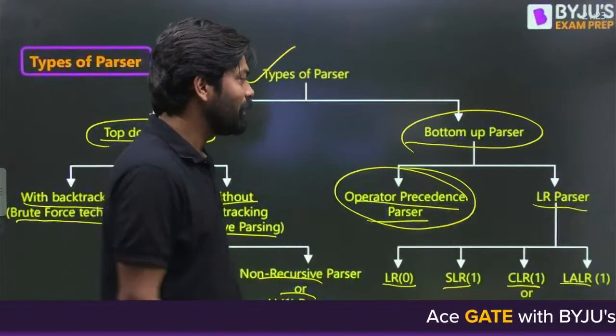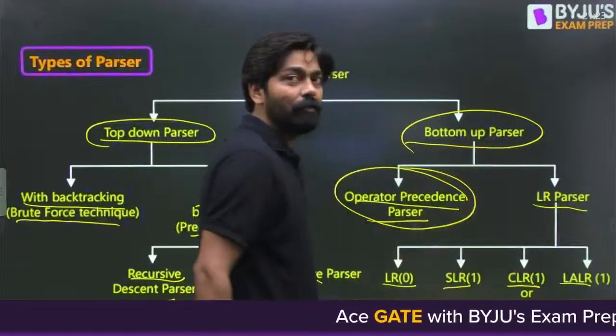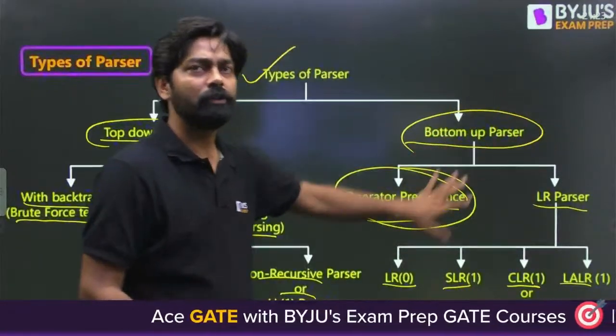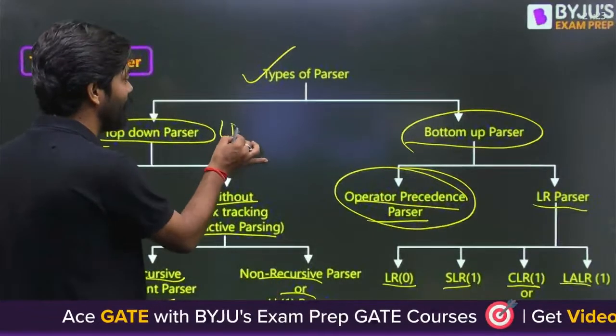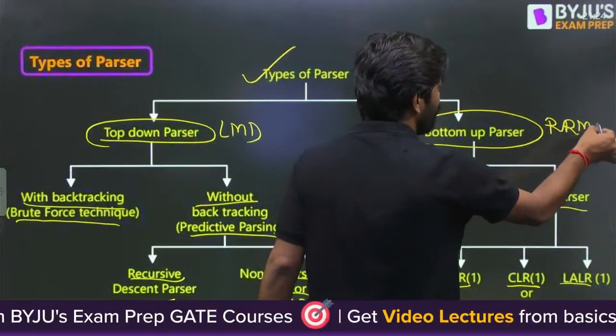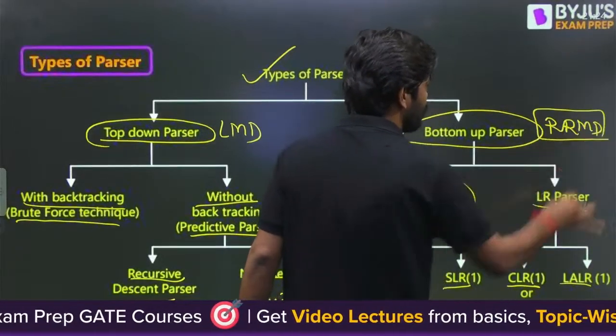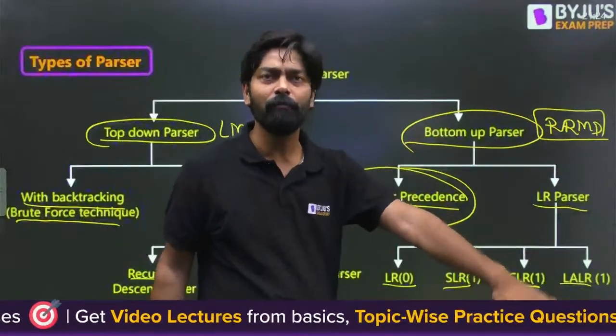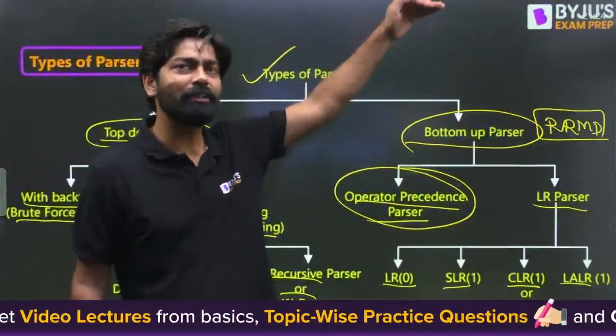Is that clear? See, how will a bottom-up parser work? I think everyone knows. Reverse of rightmost derivation. The bottom-up parser will work as reverse of rightmost derivation. It starts from the bottom, from the string, and goes to the start symbol.